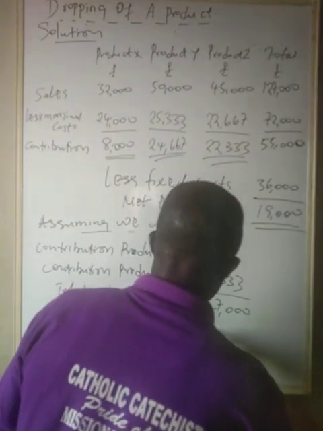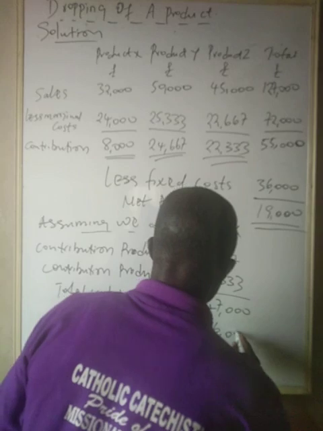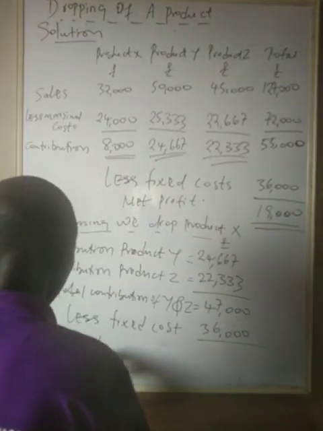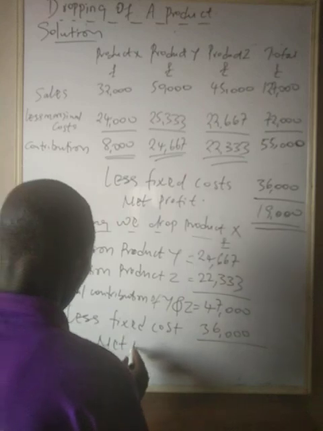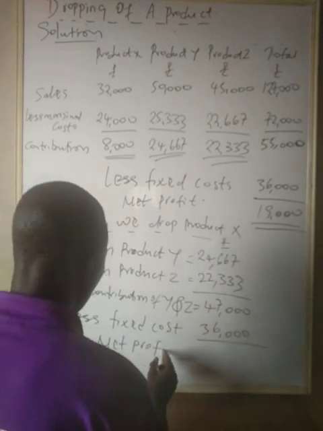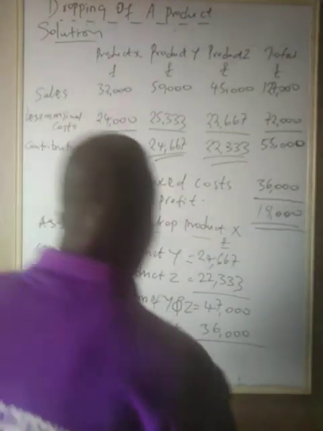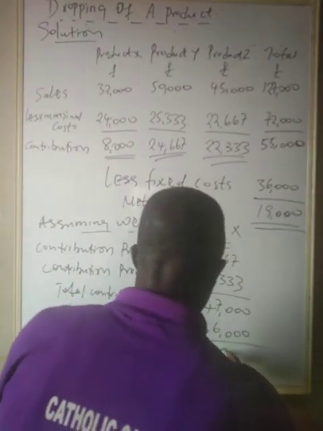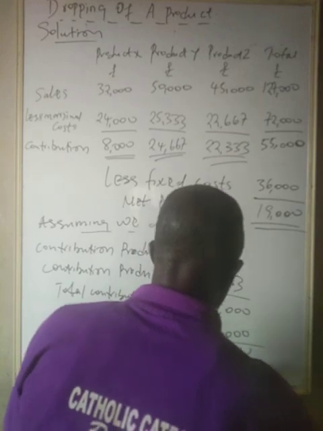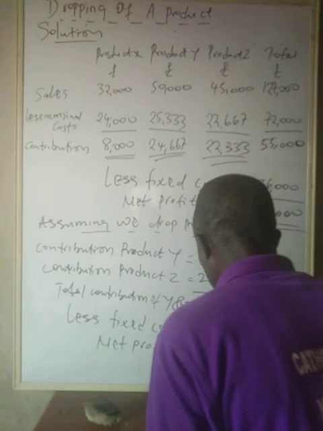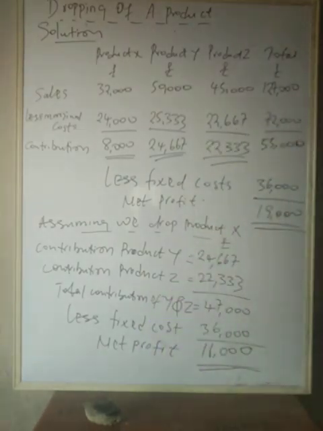What's our fixed cost? 36,000. And what's the overall net profit? Our net profit is now going to be 11,000. You can see that it has reduced our net profit to 11,000 pounds instead of 19,000 pounds.